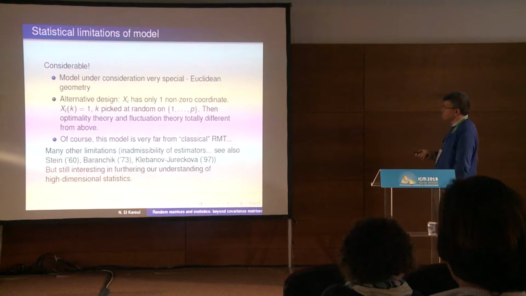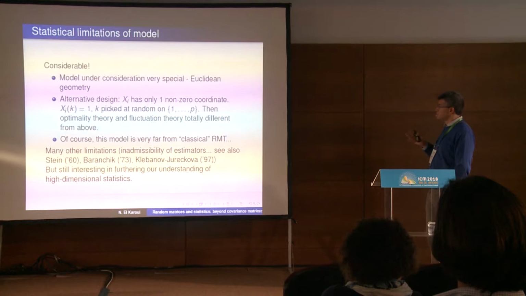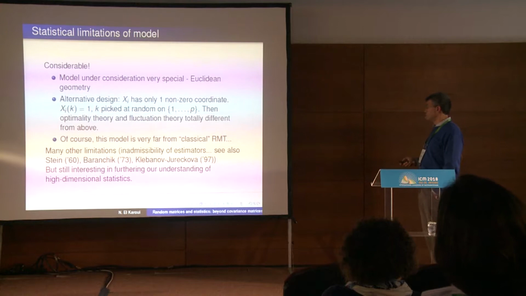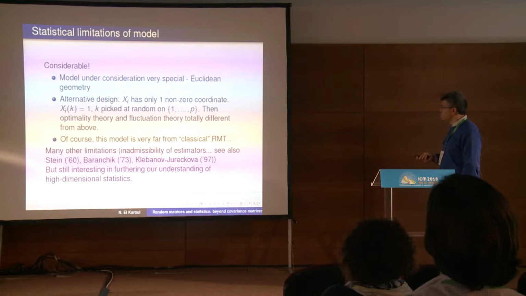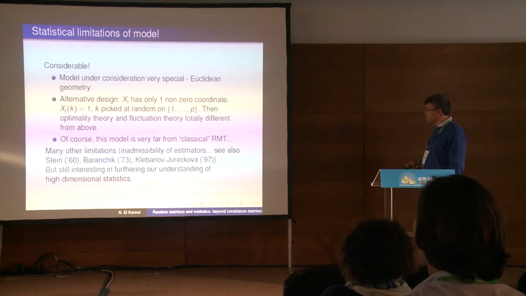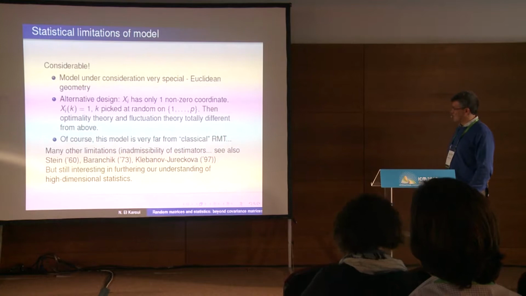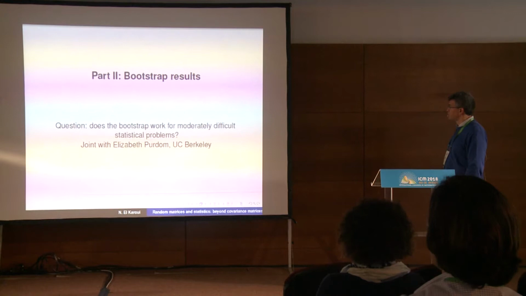In particular, if you pick an alternative design where Xi has only one non-zero coordinate picked at random, then the optimality theory is totally different, the fluctuation theory is totally different, so there's not going to be any universality. But of course, this is very different from classical RMT. There are many other statistical limitations that have been known for a while, but they apply to a lot of situations where people use these techniques. So it was interesting to do this work to further our understanding of high-dimensional statistics. Penalizing is really not complicated. It's just for cleanliness and for confidence intervals, it was natural to look at unpenalized models. And also connecting it to RMT was nice, at least for me.